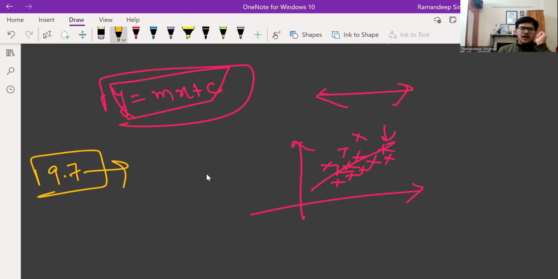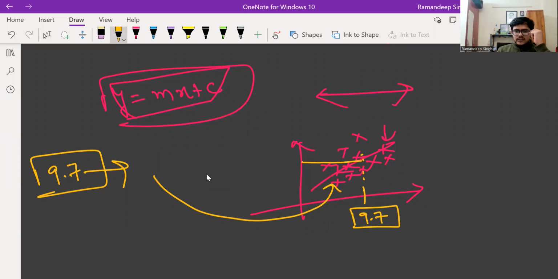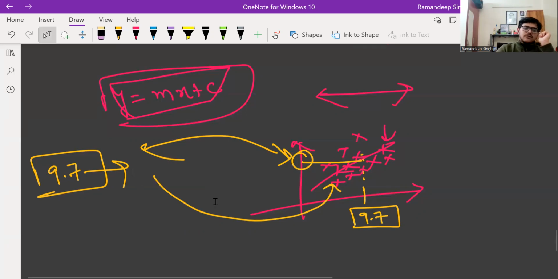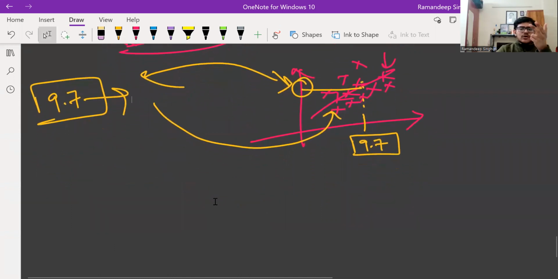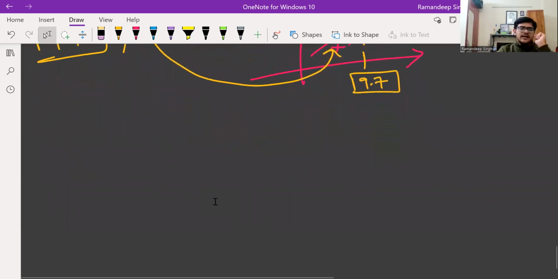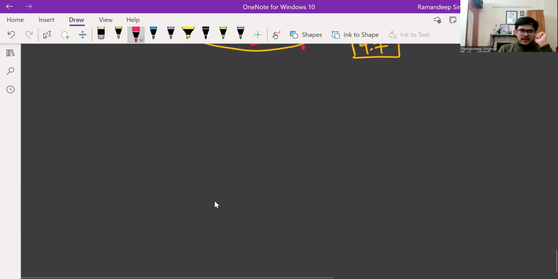Okay, so what I will do as a data scientist is I will go to my linear regression line, see where 9.7 lies, and on the dependent axis I will find out this value and tell this student that this is the salary you might expect from this year's placement. So we will see how we plot this line, what is the intuition behind it, what is the geometric intuition behind it. Okay, so let's start.